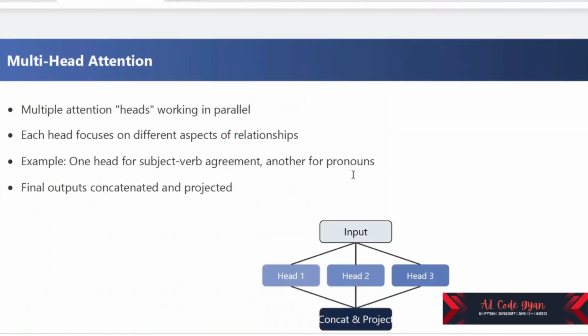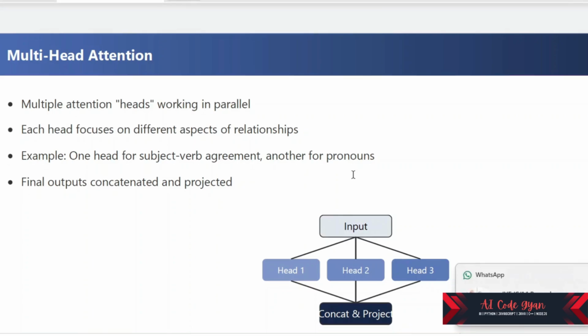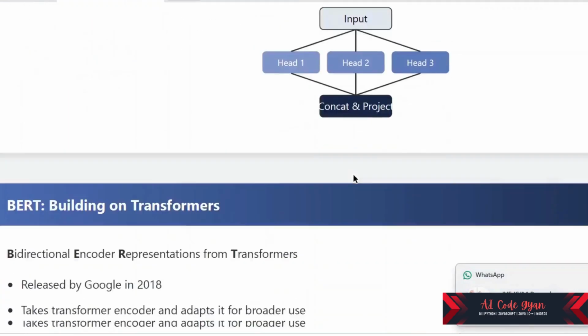Now let us talk about multi-head attention. Basically, multiple attention heads work in parallel. Each head focuses on a different aspect of relationships. For example, one head for subject-verb agreement, another for pronouns, and another can be for part of speech tagging, which is an important part. The final outputs are concatenated and projected. So we will get a concatenated output with the help of multi-head attention.